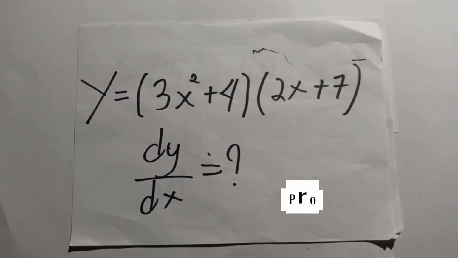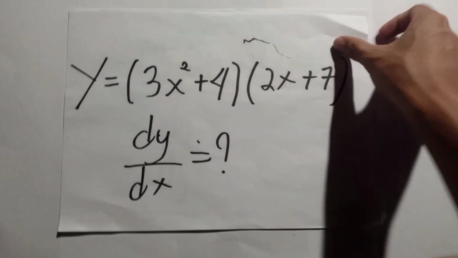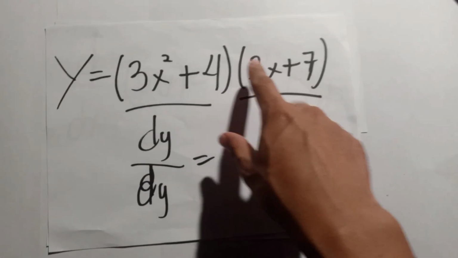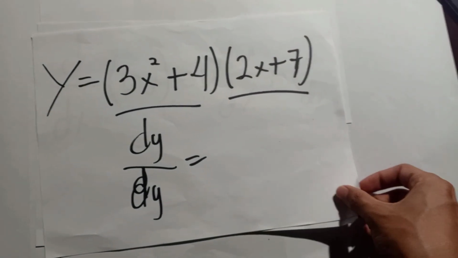And I'm going to explain the product rule. Product rule is when you are differentiating a function with a product of two expressions. And here is the formula of it.